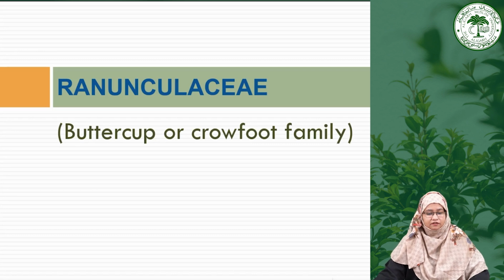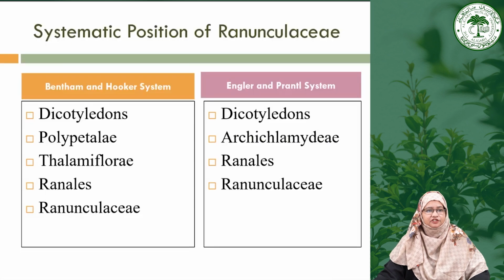Now let's focus on the first section of this particular session, that is the systematic position of the family Ranunculaceae. This family is often discussed in light of the two prominent classifications given by Bentham-Hooker and Engler and Prantl. This family Ranunculaceae is classified under class dicotyledons, subclass polypetalae, series thalamiflorae, order Ranales in the Bentham-Hooker system of classification, and by the Engler and Prantl system they place it in Archichlamydeae.